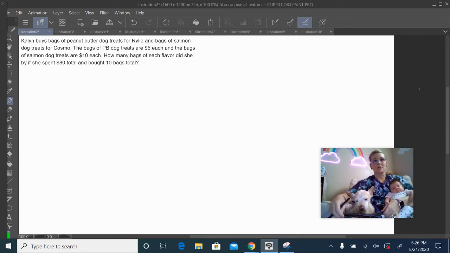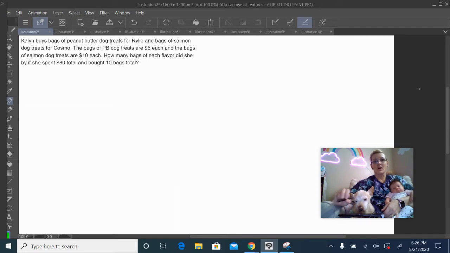The bags of peanut butter dog treats are $5 each, and the bags of salmon dog treats are $10 each. How many bags of each flavor did she buy if she spent $80 total and bought 10 bags total? Sorry about that typo. Buy should be B-U-Y. So let's pretend it doesn't say B-Y.